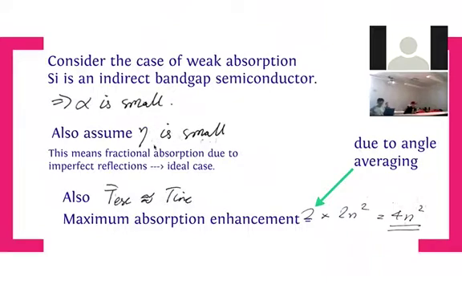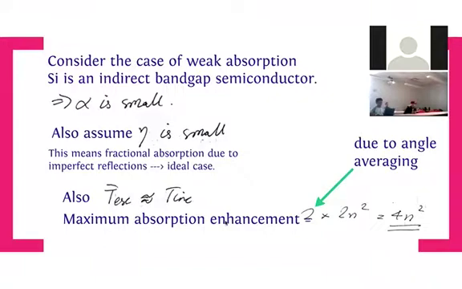We'll also assume that eta is small. Eta, if you recall, is the absorption probability at the interface. If the interface is of high quality, then we can assume this is pretty small. This means the fractional absorption due to imperfect reflections at the interface is small, which is the ideal case. Then we can also assume that the probability of escape is equal to the probability of coming in. That's a reasonable assumption because it's the same interface. Whether light goes one way or the other, the probability is roughly the same.